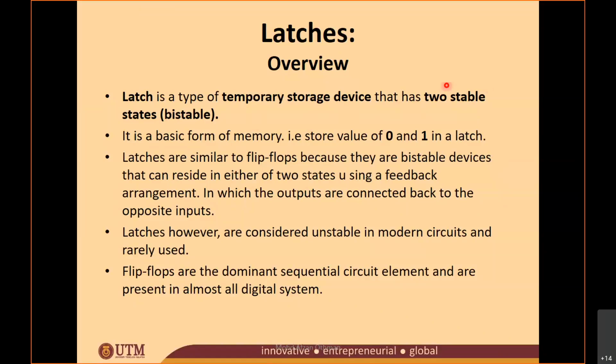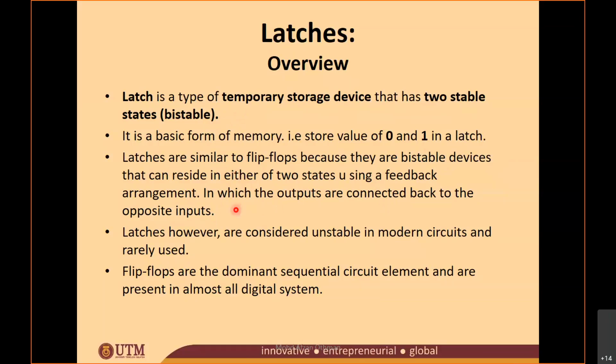Okay, untuk latch it consists of two stable states, which sometimes we call a bistable, sama ada dia kosong atau satu. So that is two stable states. Okay, so it is a basic form of memory, sama ada you are going to store a value 0 ataupun 1 in a latch. Since it is a bistable, the value adalah hanya kosong atau 1. Latches are similar to flip-flops because they are bistable devices that can reside in either of two states using a feedback arrangement in which the outputs are connected back to the opposite input.